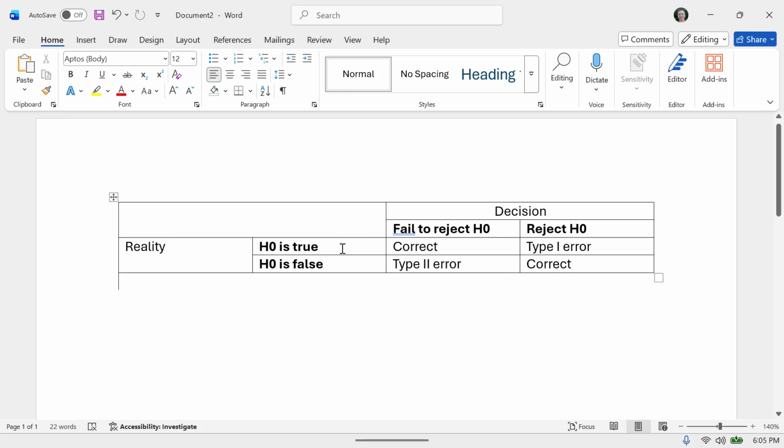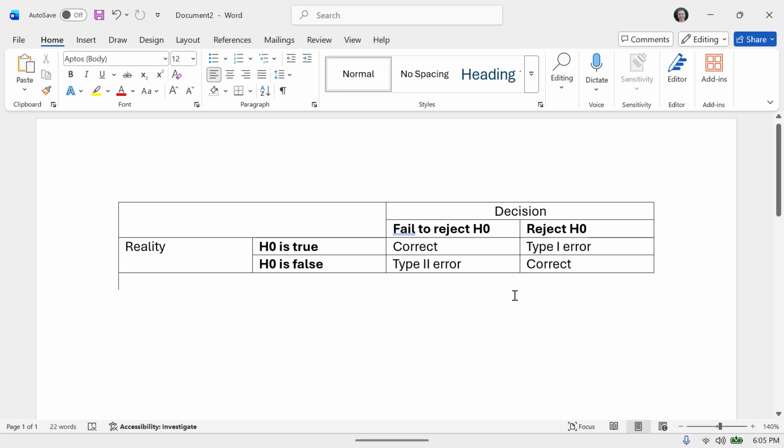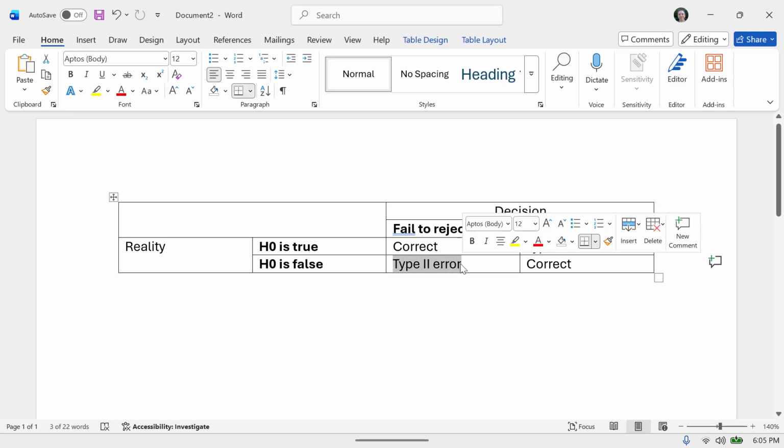However, if our null hypothesis is true, but we reject the null hypothesis, we have made what is known as a type 1 error. So type 1 error is when the null hypothesis is true, but we reject the null hypothesis. And this is the error type that we actually control when we're doing hypothesis testing. This is not necessarily the most important kind of error, but it's the kind of error that we can directly control. So it's very important in testing. On the other hand, if the null hypothesis is false, so the alternative hypothesis is true, but we fail to reject the null hypothesis, we've made what is known as a type 2 error.